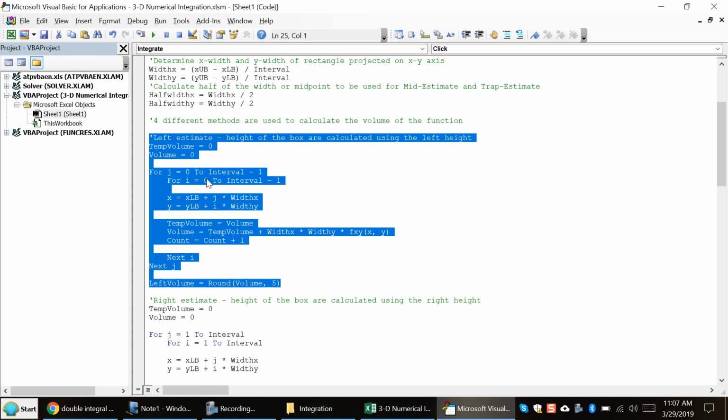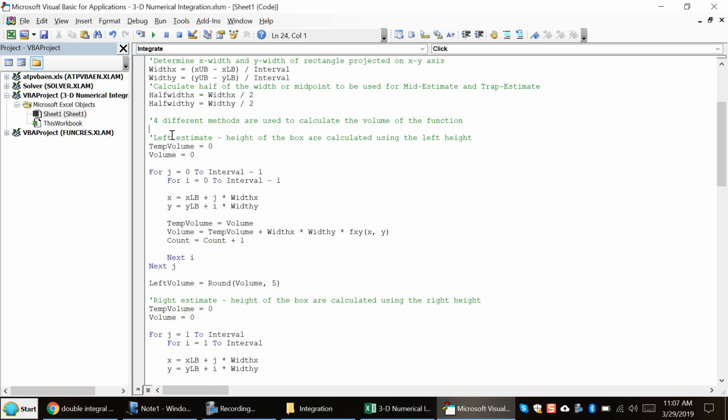So I'm going to calculate the volume using the left estimate, which is basically the lower value, the lower xy. I could say lower estimate. I called it left estimate because that's what I called it when I calculated surface. But I could just replace left and say lower estimate. So it's the lower, left-hand bottom corner of each rectangular solid. That's all that is.